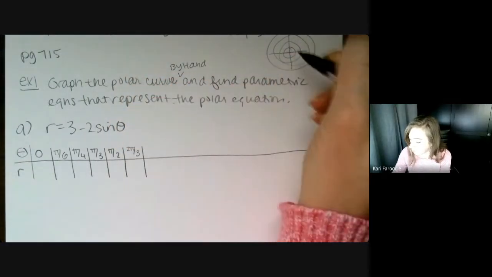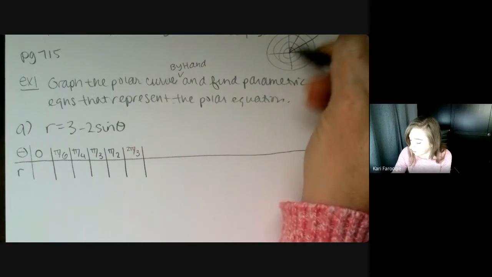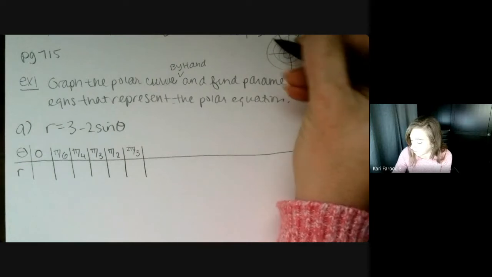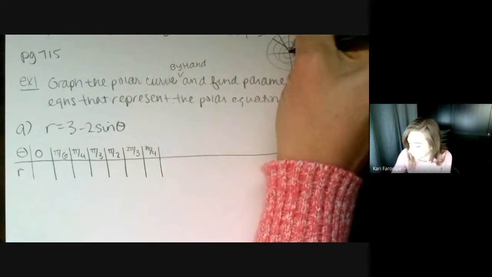If you're looking at your unit circle, you might even find this to be easier. So I'm picking up pi over 6, pi over 4, pi over 3, pi over 2. Here's your 2 pi over 3. This is 3 pi over 4. And this will be 5 pi over 6.